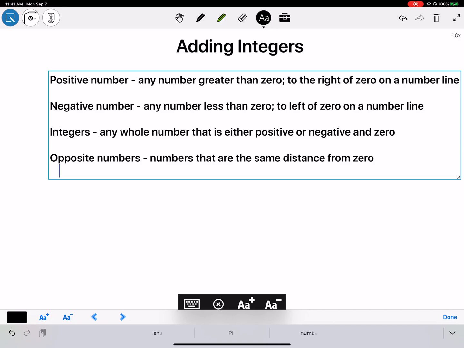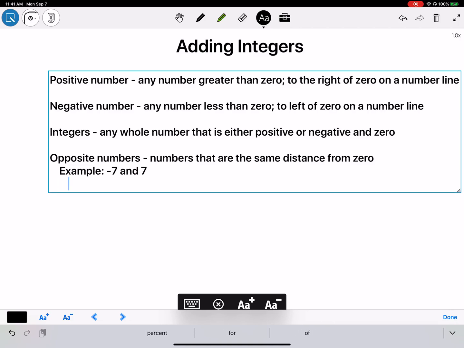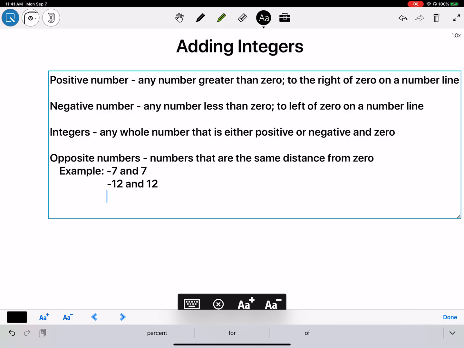Okay, so if I want to give you an example, let's say negative 7 and positive 7. Another example would be negative 12 and positive 12. We can do 15 and negative 15. Okay, any two numbers that are the same distance away from 0. Negative 7 is 7 to the left, positive 7 is 7 to the right, negative 12 is 12 to the left, 12 is 12 to the right, 15 is 15 to the right, negative 15 is 15 to the left.